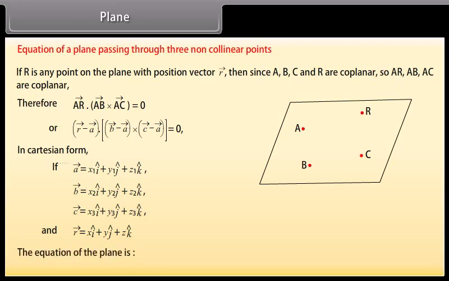The equation of the plane is the determinant, row-wise. First row, x minus x1, y minus y1, z minus z1. Second row, x2 minus x1, y2 minus y1, z2 minus z1. Third row, x3 minus x1, y3 minus y1, z3 minus z1, equals 0.